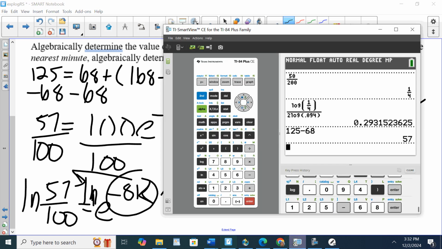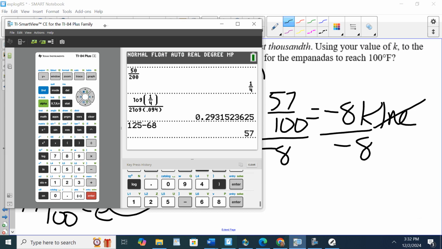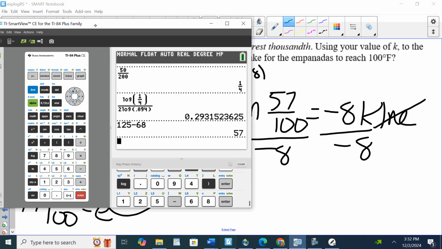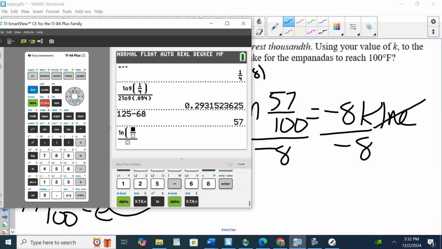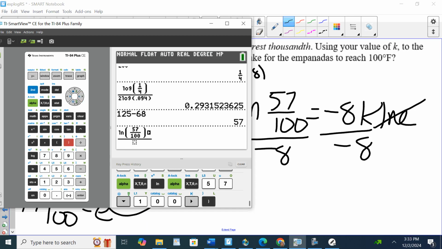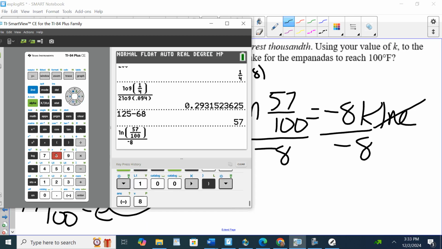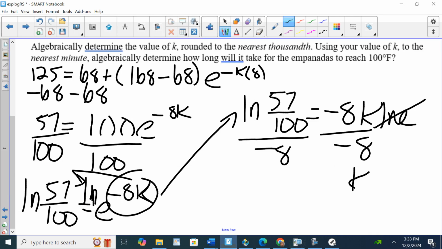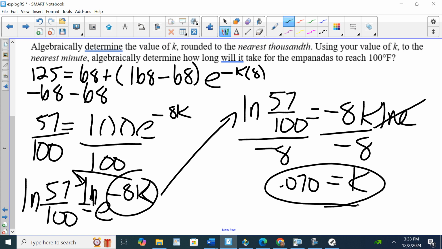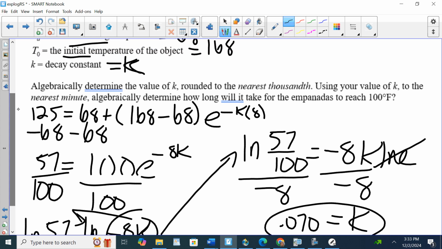I go to my calculator. I've got ln of 57 over 100, over negative 8 is 0.070. That's my value of k. Now there's more. That's the first question. So I got my 0.070.